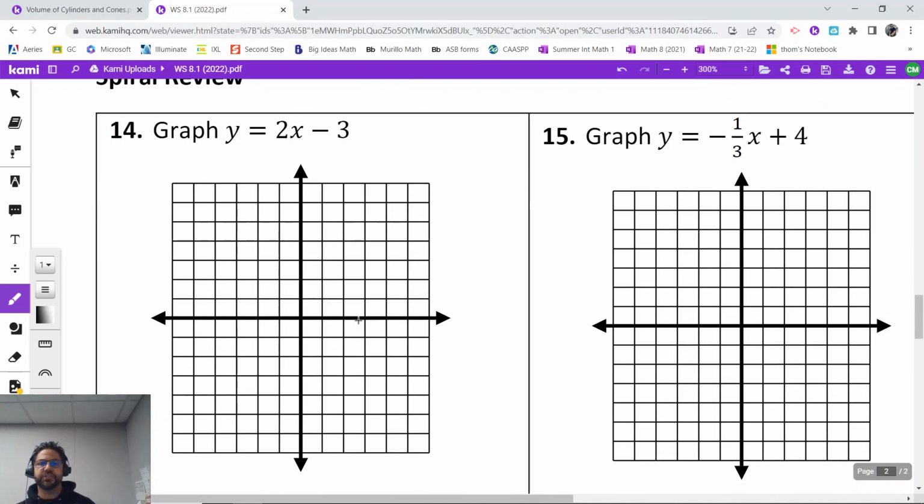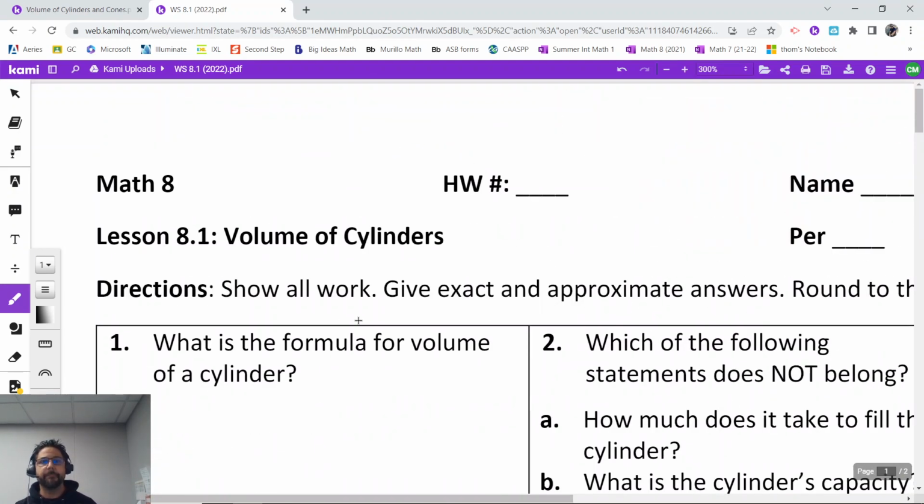And then you got some good review questions there. So again, be awesome. Do the best that you can, please. Be excellent math students.